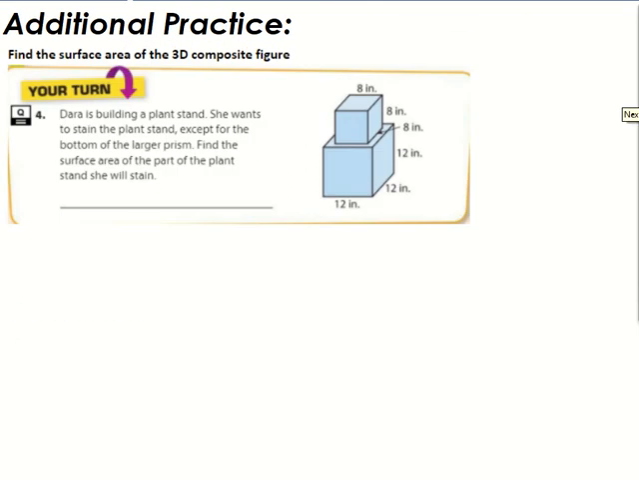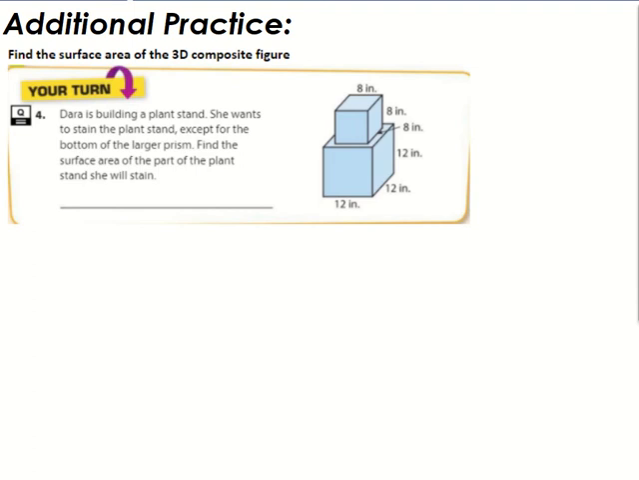Okay, so Dara is building a plant stand. She wants to stain the plant stand, except for the bottom of the large prism. Find the surface area of the part of the plant stand she will stain. So this is the plant stand. Okay, so we have to think about the pieces. So we're not going to paint the bottom.